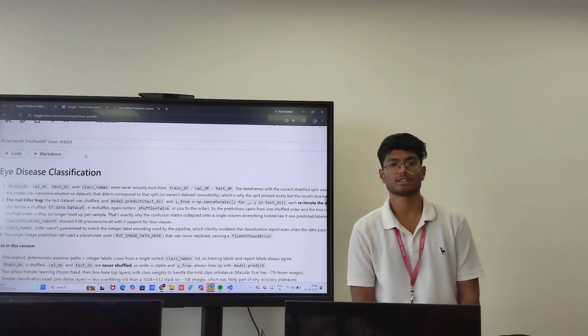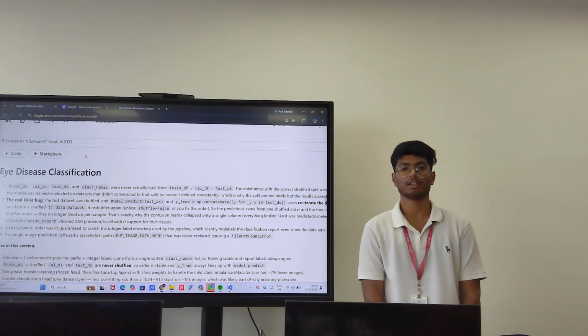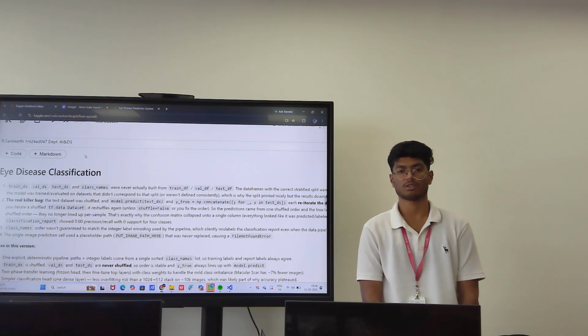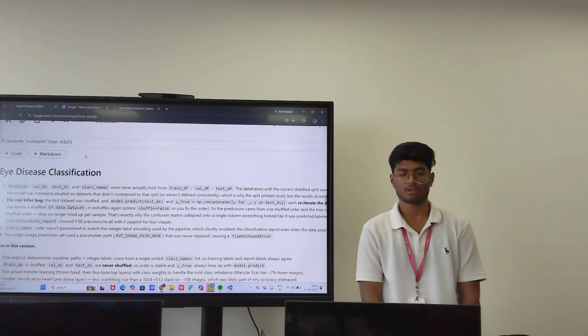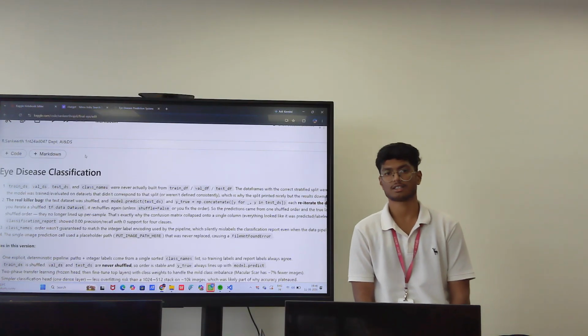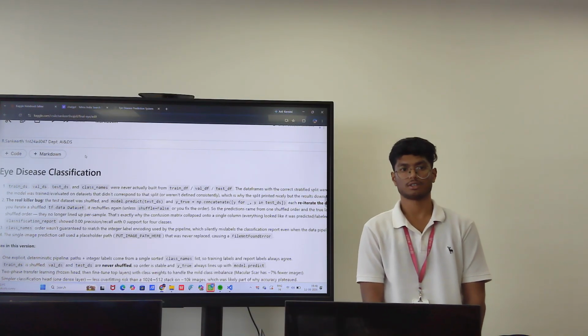I'm currently studying in the third year of BE, pursuing AI and Data Science at NIT Meenakshi Institute of Technology. In the Samsung Innovation Campus Capstone project, I have selected eye disease detection and classification using deep learning and neural networks.